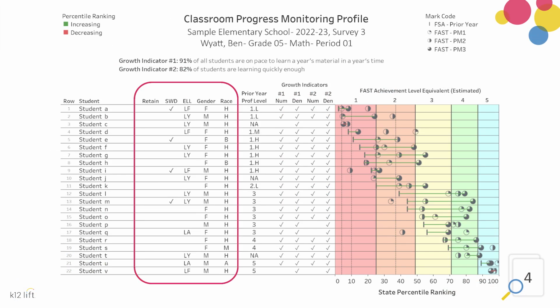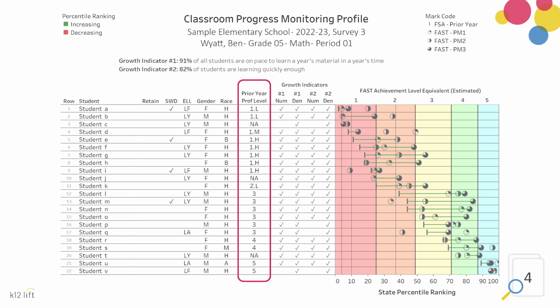So we've heard that we have subgroup data, and that helps us to understand who we're serving well and not well. We've heard that just having all of the students on one sheet of paper is helpful, allows us to see patterns. What else? What else do you see that is either new or different?